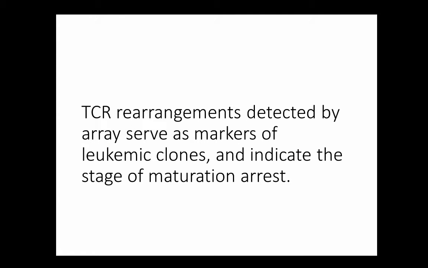So in addition to type A and type B abnormalities, we can also see TCR rearrangements by array, or deletions at the TCR loci that are indicative of TCR rearrangements by array. And these serve to us as markers of a leukemic clone, and can also suggest to us what stage of maturation arrest this leukemic process is at.